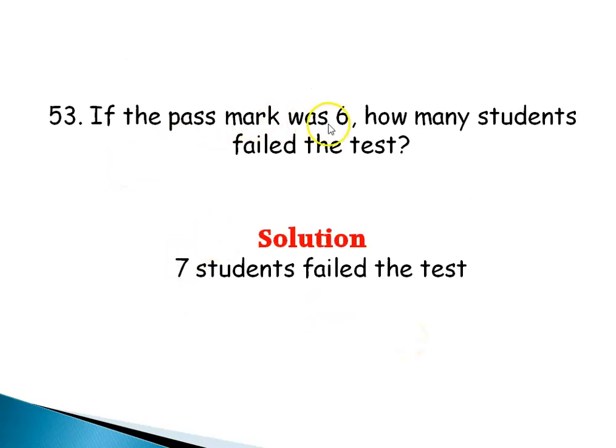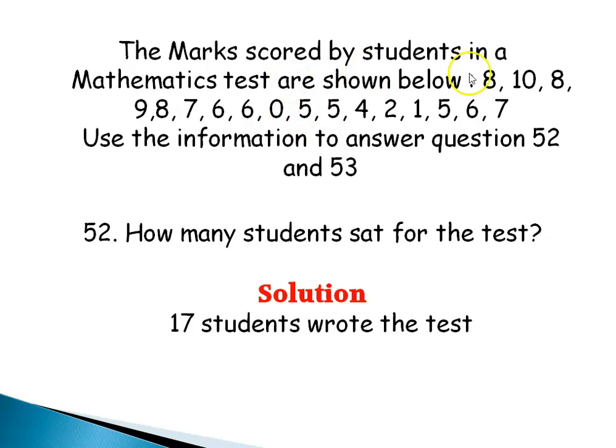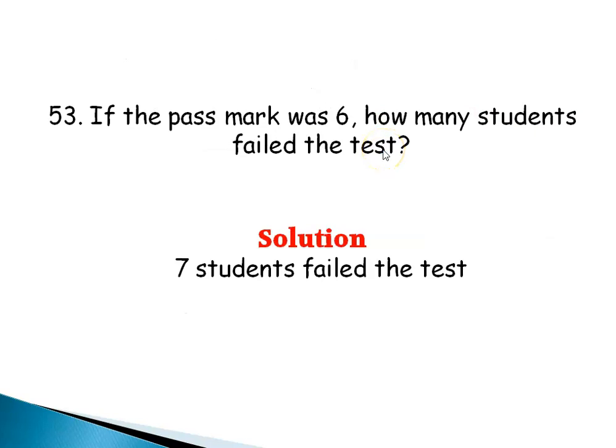Okay, they said if the pass mark was 6, how many students failed the test? For us to know the number of students that failed the test, we're just going to count how many students scored less than 6, since they said the pass mark is 6. So let's go back and check the number of students that scored less than 6. Okay, let's start from here. This is 1, 2, 3, 4, 5, 6, 7. 7 of them. So 7 students failed the test.